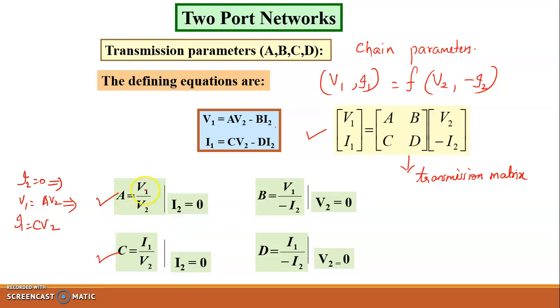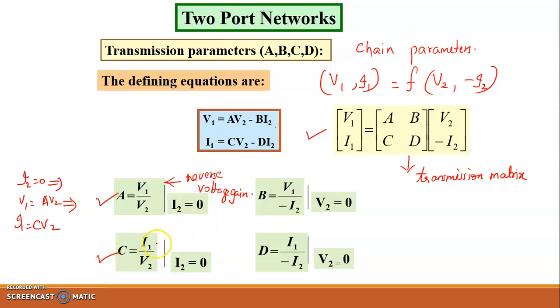Actually, A is the ratio between the input voltage and the output voltage. Therefore, the parameter A is known as the reverse voltage gain, that is V1 by V2, with the output port open circuited. Output port open circuited means I2 is equal to 0.